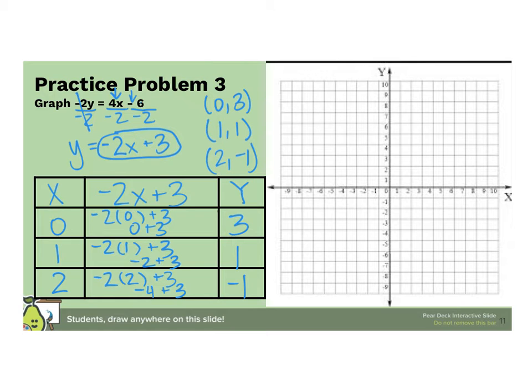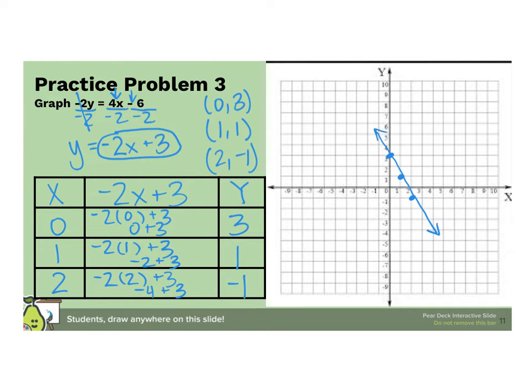0 and 3. Start at the origin. Don't move for x. 3 up. 1, 1. Start at the origin. 1 to the right, 1 up. Last one, 2, negative 1. 2 to the right, down 1. Connect it. Your line is long and has arrows.